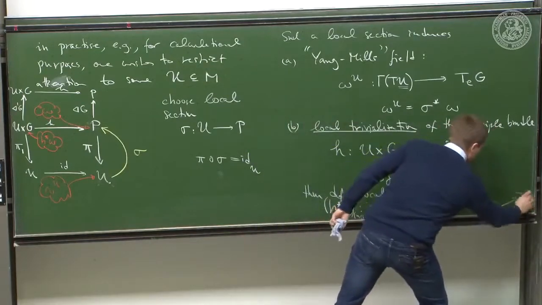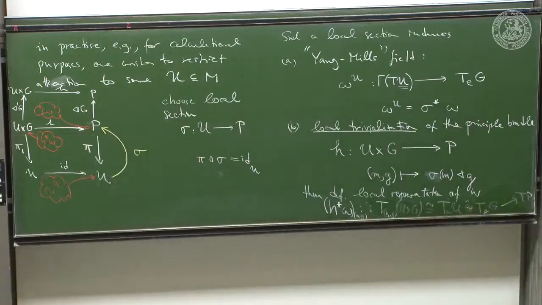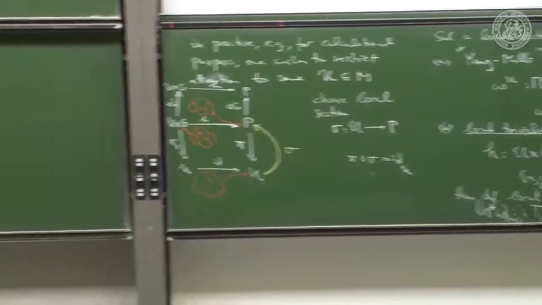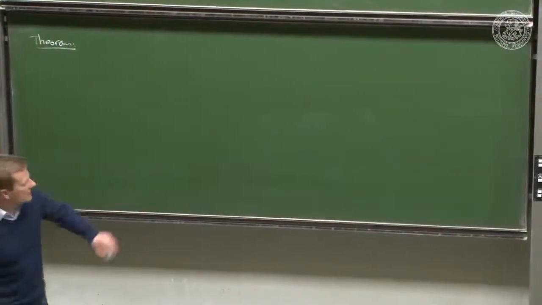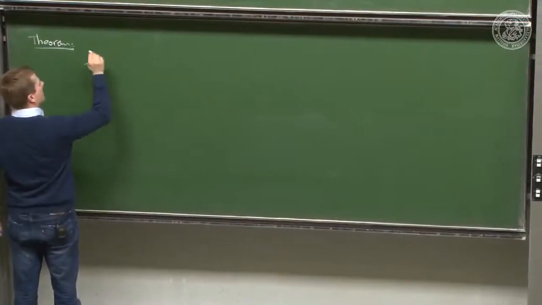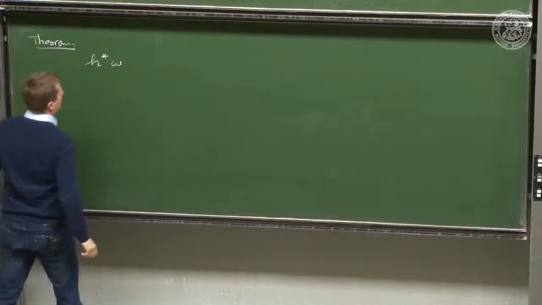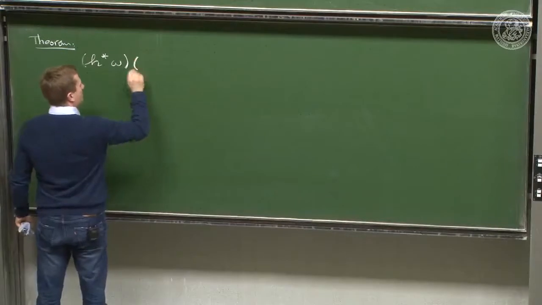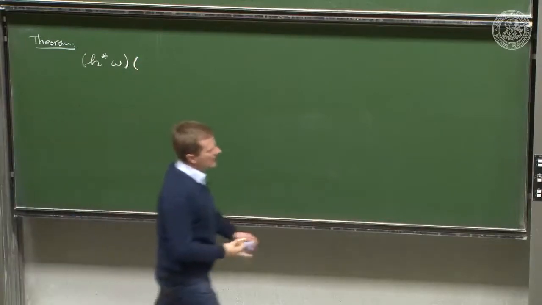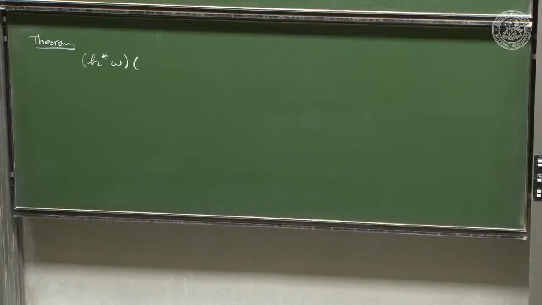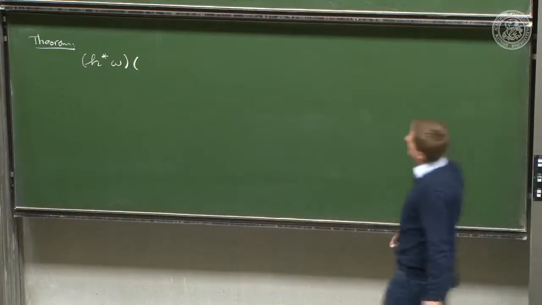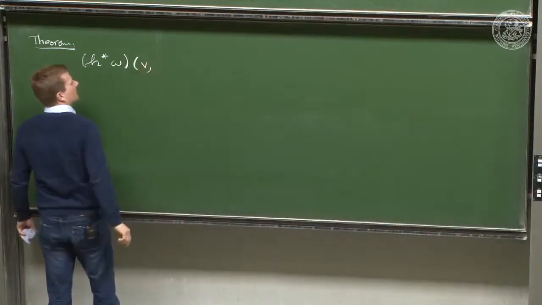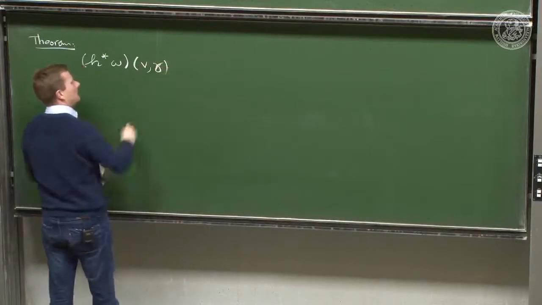And from there, it takes you here. Okay? So this is the central point here. And the theorem is that the connection between this guy and the Yang-Mills field is that h star of omega, so we pull back here, applied to... So I need to apply this to an element in here, but that's a pair of a tangent vector to the base manifold and a Lie algebra element. So let's call the tangent vector V and the Lie algebra element gamma.